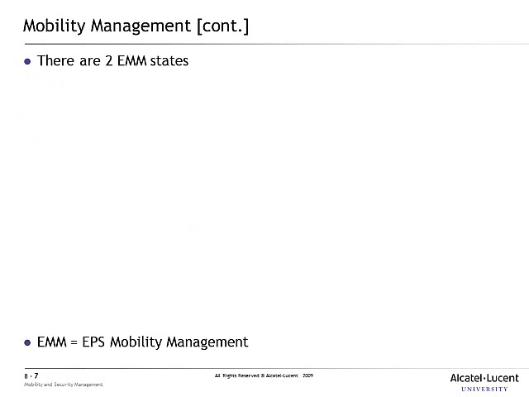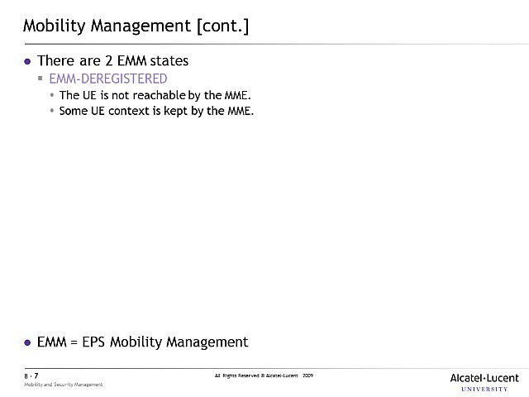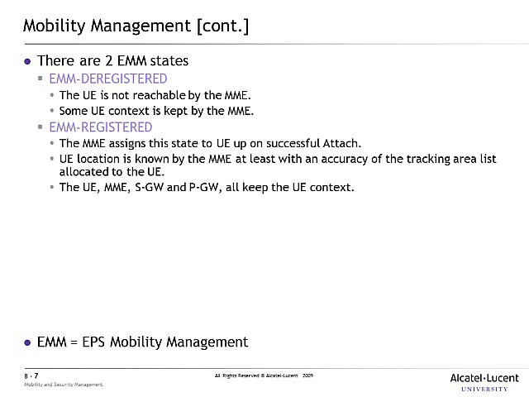Now before we get into this, previously we talked about RRC states, RRC idle and RRC connected. Now we're going to talk about mobility management states. So in LTE, they've defined two EPS mobility management states, or EMM. The first state is called the EMM deregistered state. Now, in the EMM deregistered state, the UE is not reachable, and so the MME does not know anything about the UE. So it cannot contact it.